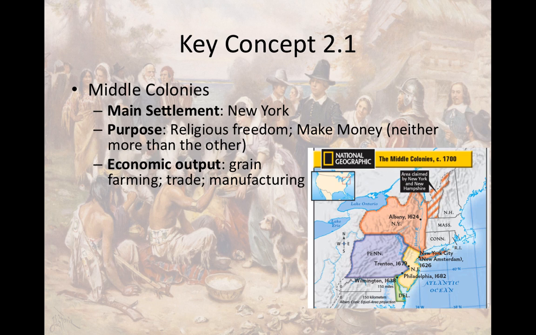Their economic output was grain farming, trade, and manufacturing, which was evidenced mostly by their big cities. Philadelphia, the biggest one in colonial England.